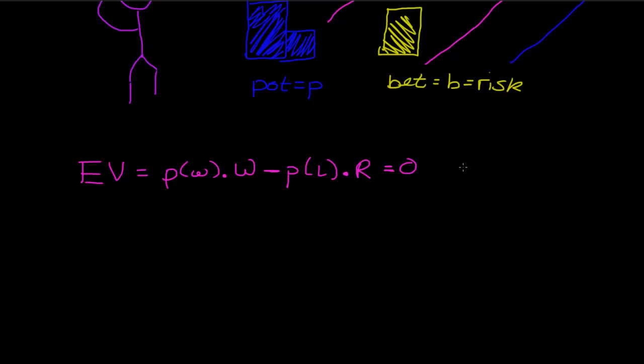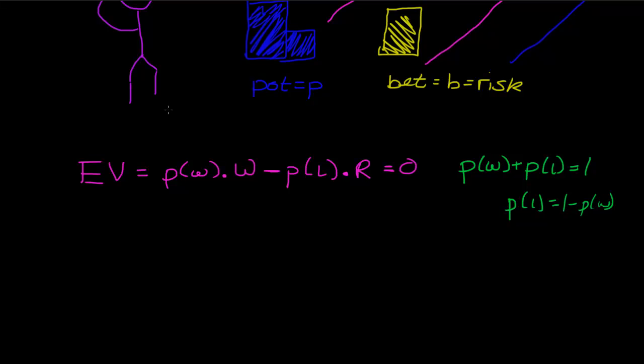Let's consider a few things we can work out. We know that if we call, one of two things has to happen: either we win or we lose. So the probability of winning or losing must equal 1, because it's certain. So we can rearrange the probability of losing to equal 1 minus the probability of winning, and we can substitute that into this equation here.